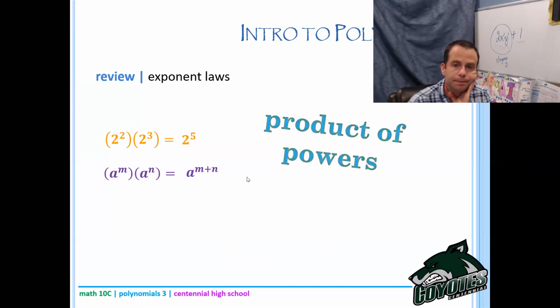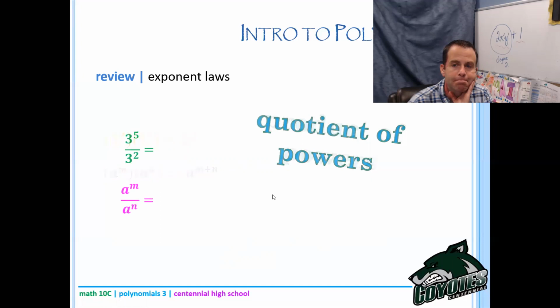Okay. Likewise, we have a quotient of powers. So 3 to the 5 divided by 3 to the 2, I would want you to tell me that that's 3 to the 3. And again, the rule that we have is when we are dividing powers of the same base, we subtract the exponents. So a to the m divided by a to the n would equal a to the m minus n.